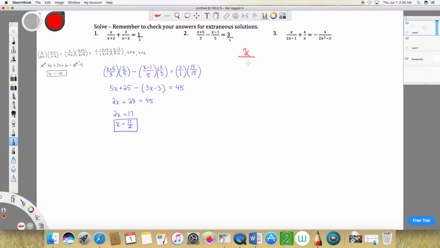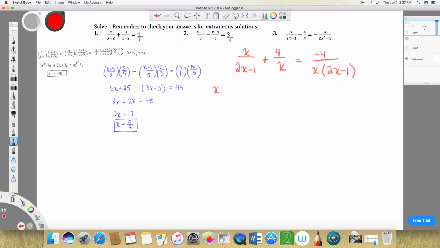I've got x over 2x minus 1. I'm adding this fraction 4 over x. But on the right-hand side, I'm going to move that negative sign up in the numerator. And here I see a common factor of x. I'm going to factor that x out, and I have 2x minus 1. So that's the denominator I want.